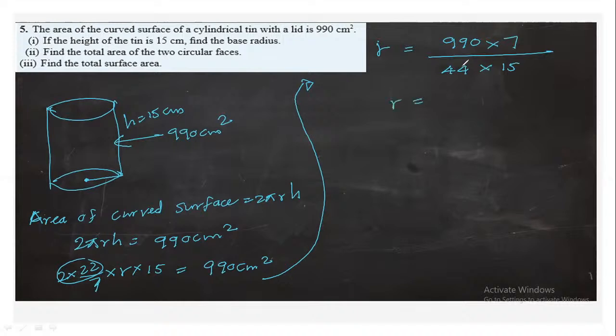Radius equals, cancel out how many 11s, 4. How many 11s are here? 90. 90 divided by 15, that is how much? 6. How many 2s? 2. How many 2s? 3. 3 times 7, 21 divided by 2, 10.5 centimeter. This is the radius of this one.